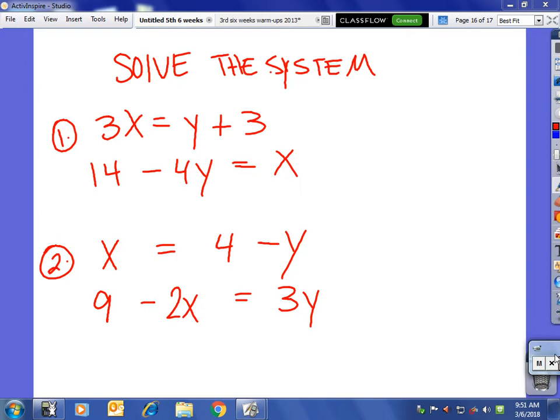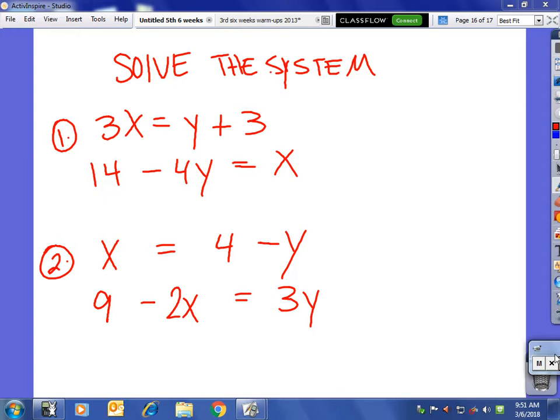All right, here on the warm-up, folks, a lot of you are freaking out because it doesn't look like last night's problems because they're not in standard form. So guess what you should do first? Put them in standard form.